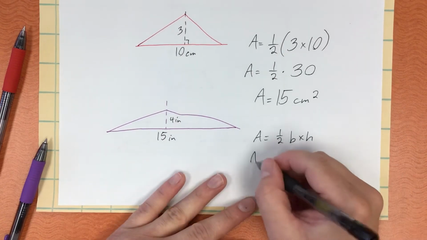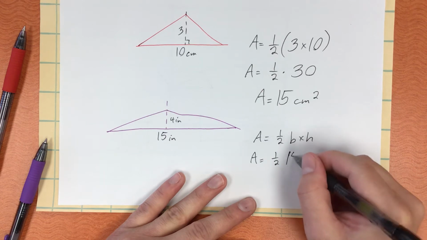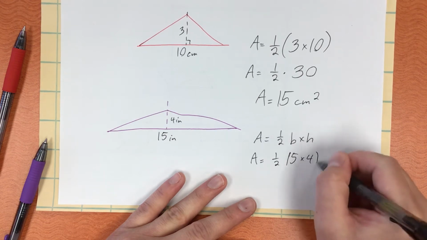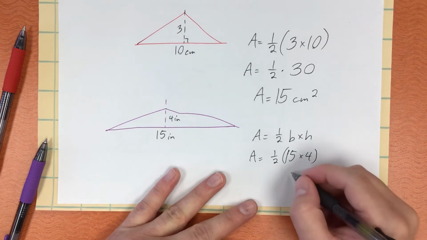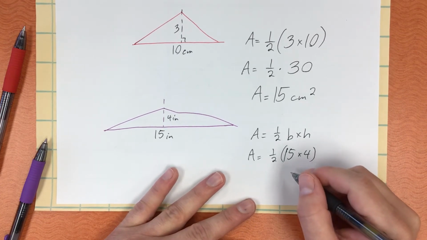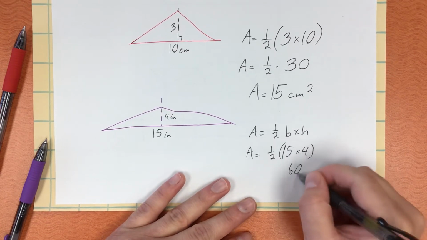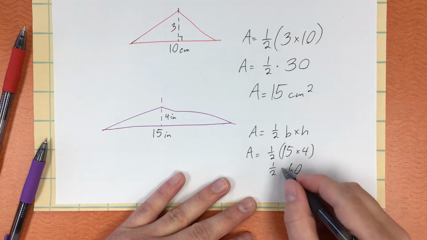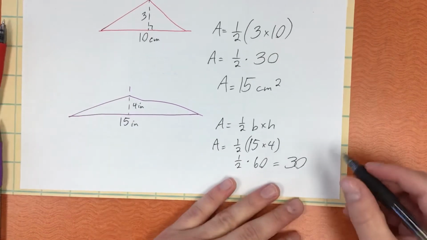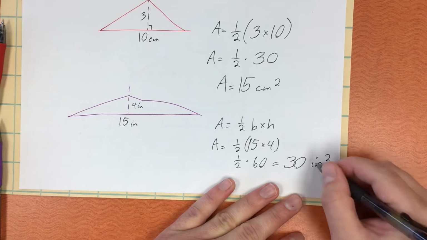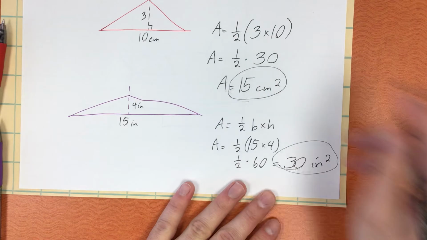So let's see. Area equals 1/2 of the base, which is 15, times the height, which is 4. 1/2 of 15 times 4. So 15 times 4, I know that 2 times 15 is 30, so that must mean 4 times 15 is 60. And 1/2 of that equals 30. What was it? Inches squared. Just like that. Circle your answer, just so your teacher can find it.